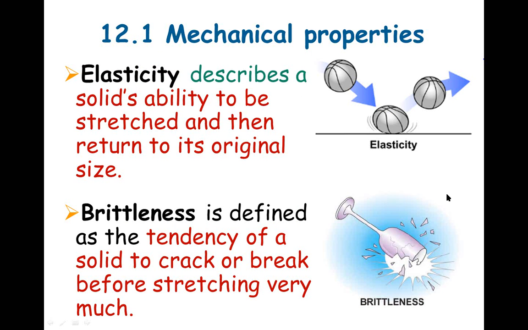Elasticity describes a solid's ability to be stretched and then return to its original size. We're used to that when we're talking about bouncing balls. Here in the picture you can see the ball bouncing, and it stretches or deforms and then it goes back to its original shape.